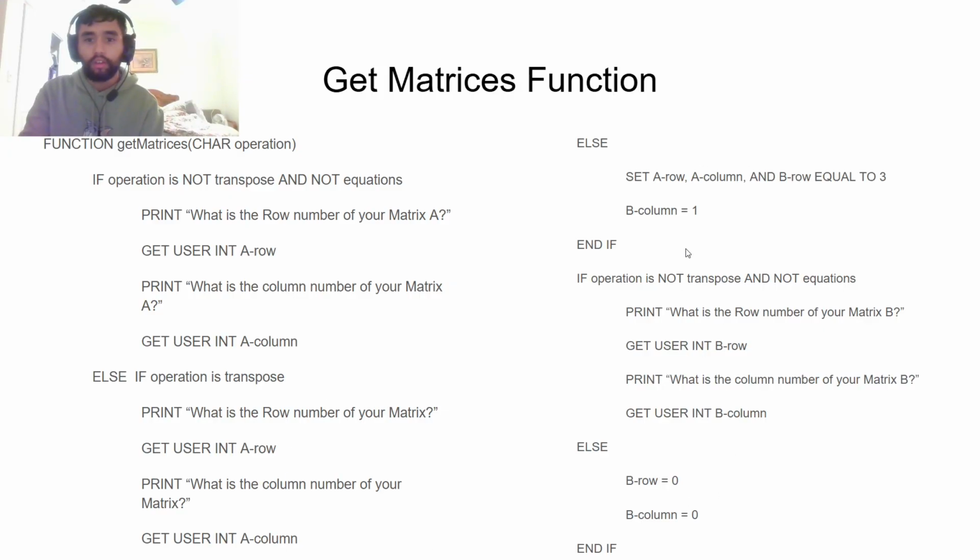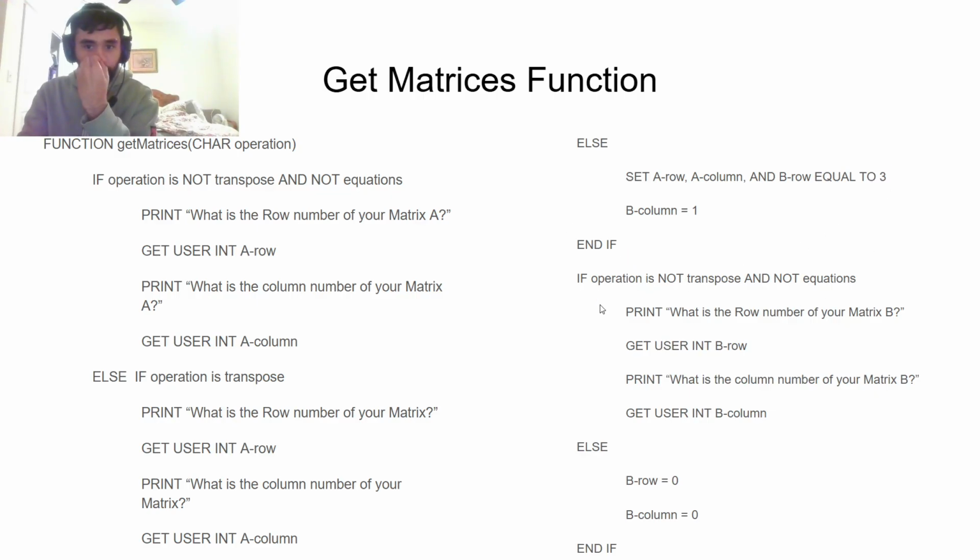Similarly, this condition accounts for if the operation is the equation solving the system of equations, where it'll set the A row, A column, and B row to 3 and B column to 1, because you only have one column in the B solution matrix, and then obviously you have 3 in the rest.